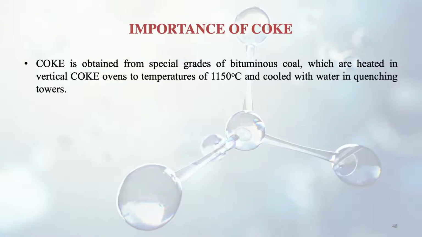Then the next raw material was coke. So now we can see the importance of coke. Coke is obtained from special grades of bituminous coal, which are heated in vertical coke ovens to temperatures of 1150 degrees centigrade and cooled with water in quenching towers. So this is the process by which coke is obtained. It is obtained from bituminous coal, which is one variety of coal. There is anthracite, there is lignite, all those are there. You must have read about them also, but we don't need to go deep into that. We should know only this much, that coke is obtained from bituminous coal.